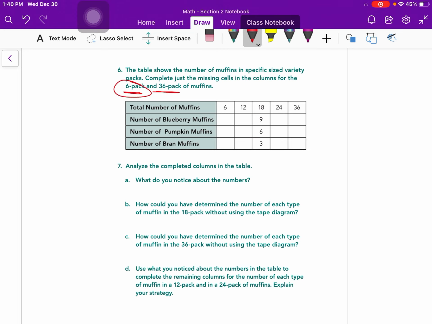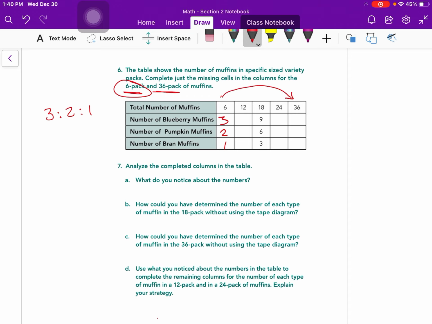Okay, well, we've already done the 6-pack one. That was our original thing, the 3 to 2 to 1. So we already know that. We already know there's 3 blueberry, 2 pumpkin, and 1 bran. All right, so it's asking, what would the 36 one be?